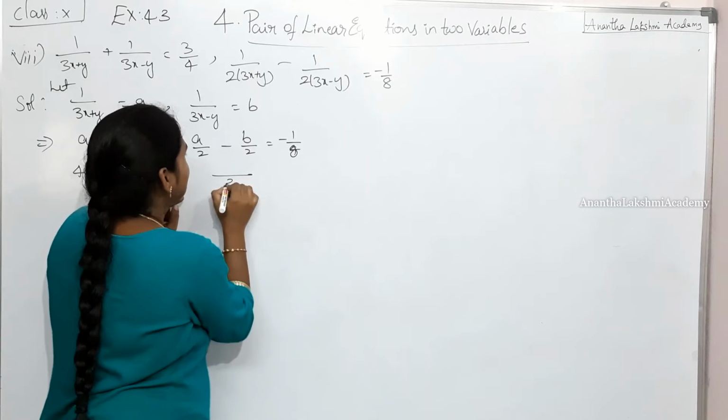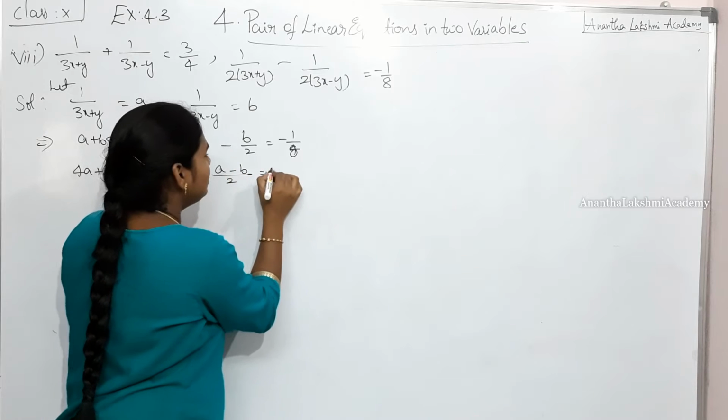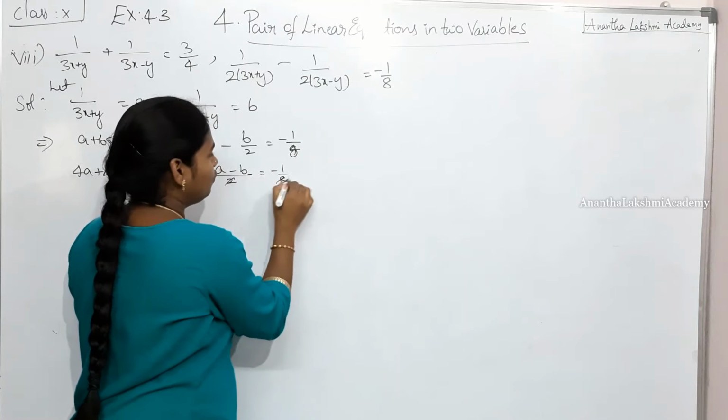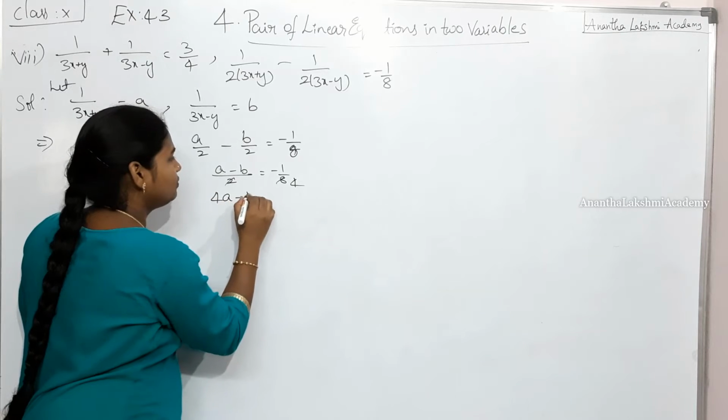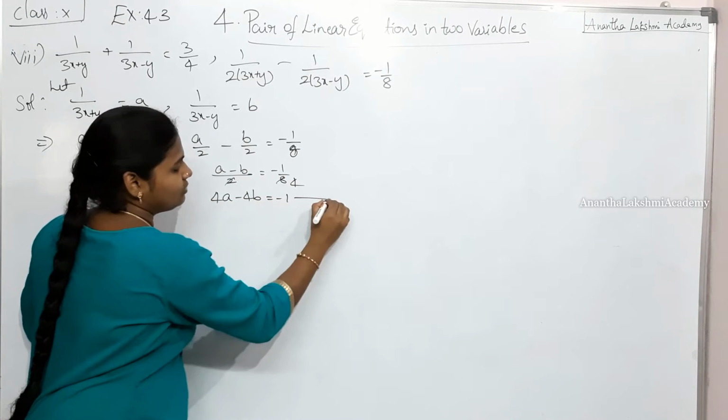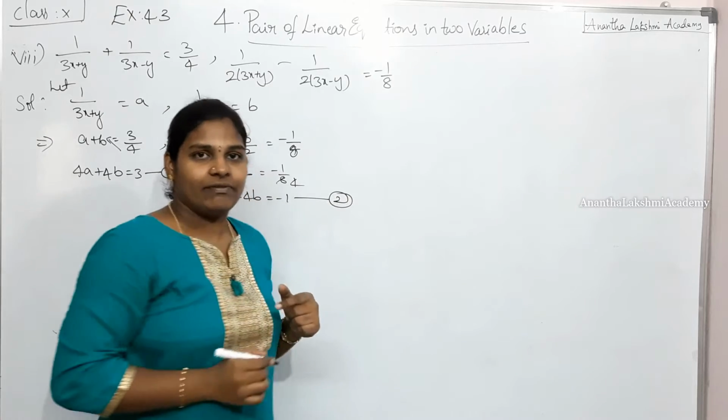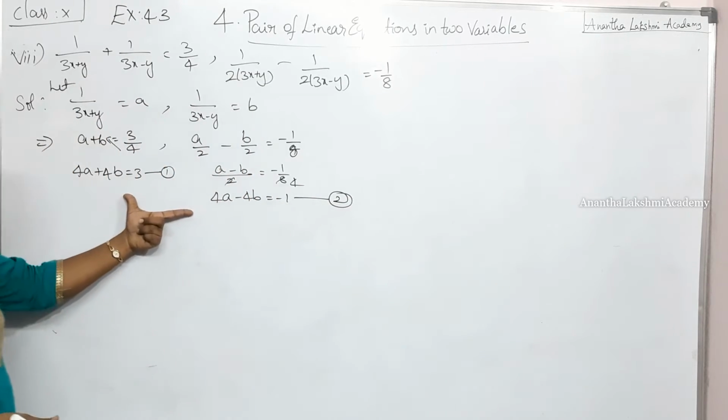Now if you take this LCM, a minus b is equal to minus 1 by 8. 2 fours are 8. So if you do the cross multiplication, 4a minus 4b is equal to minus 1. Let us call this equation 2. Now how do we solve this?